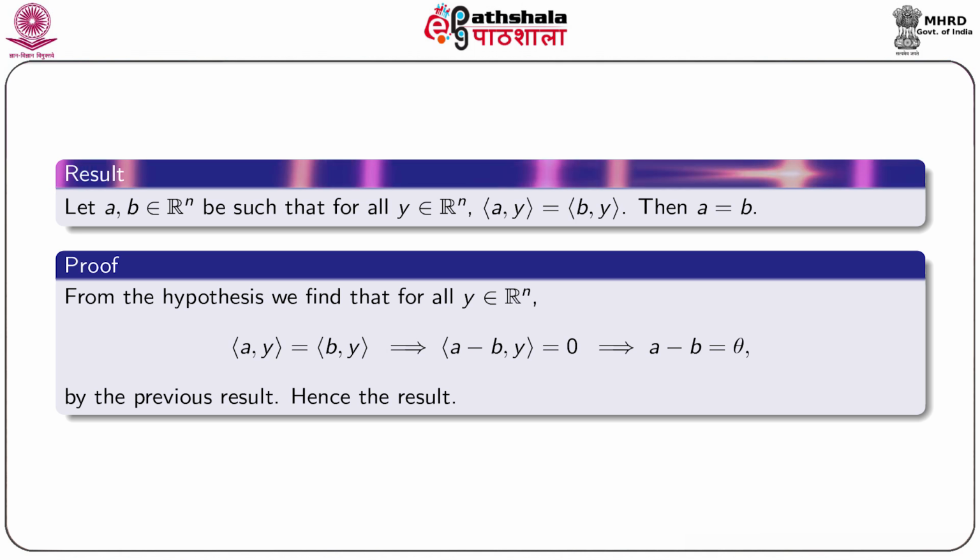Next result. Let A and B be two vectors in Rn such that for each y in Rn, inner product of A and y equals inner product of B and y. Then we must have A and B identical. We have for each y in Rn, inner product of A and y equals inner product of B and y. Using the additivity property of inner product, we can write this as inner product of A minus B and y equals 0. Now, using the previous result, we have A minus B must be equal to the 0 vector, that is A equal to B.